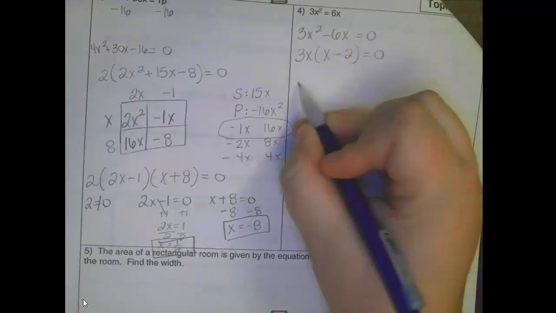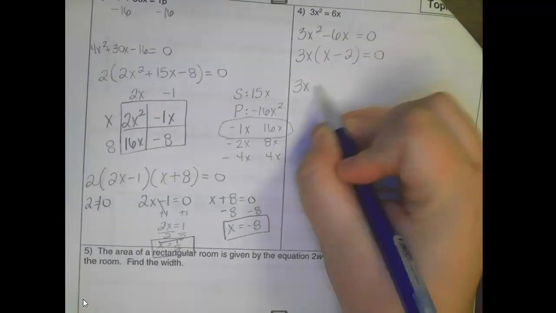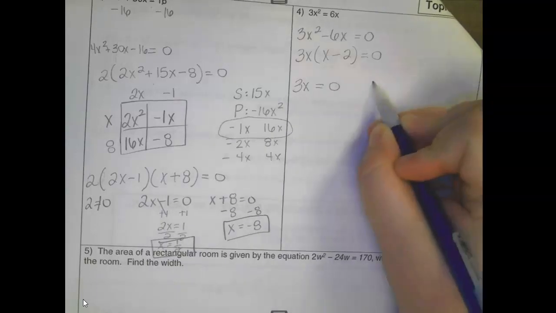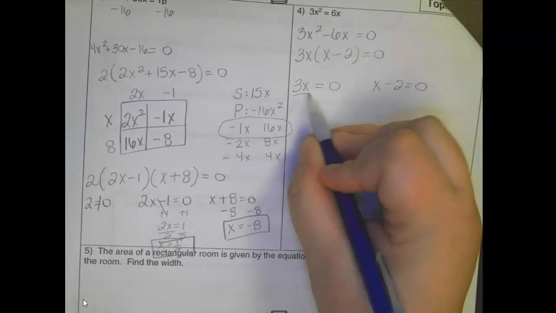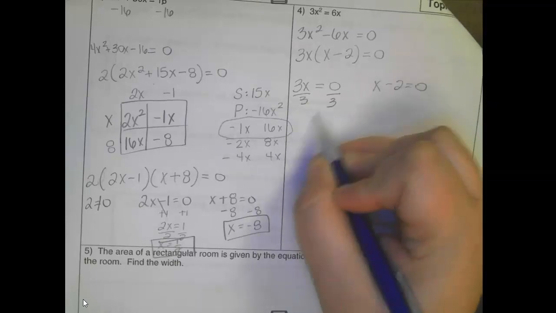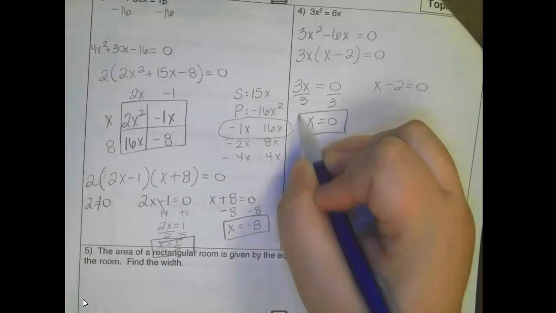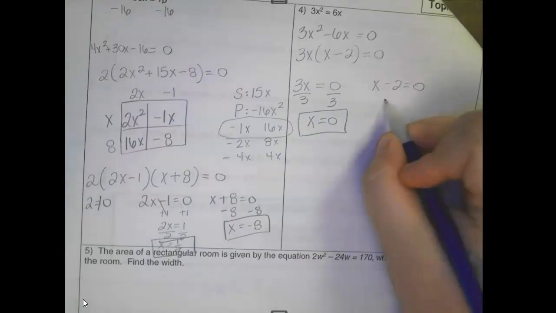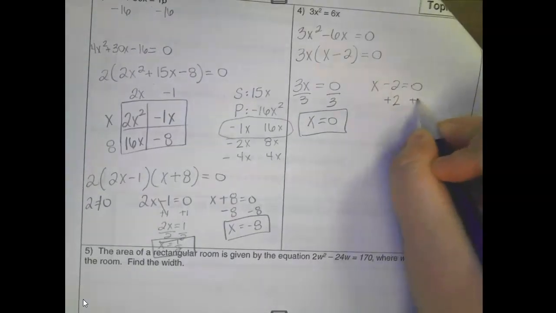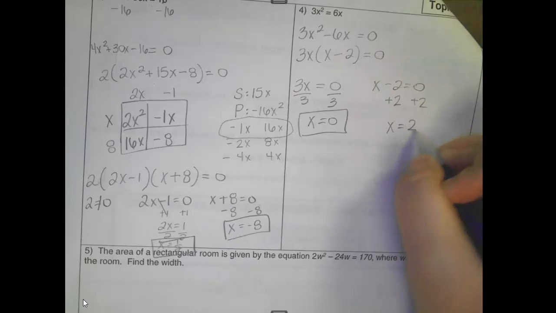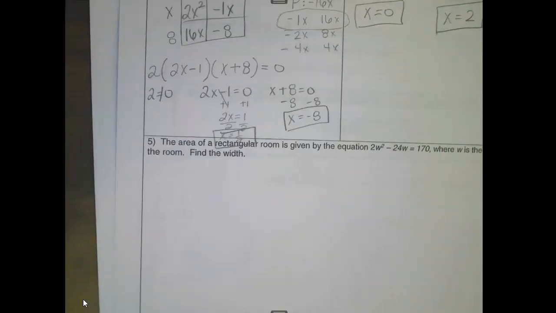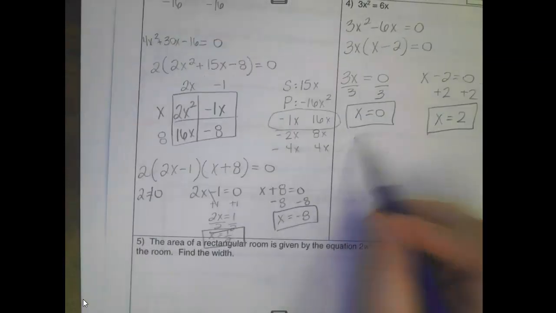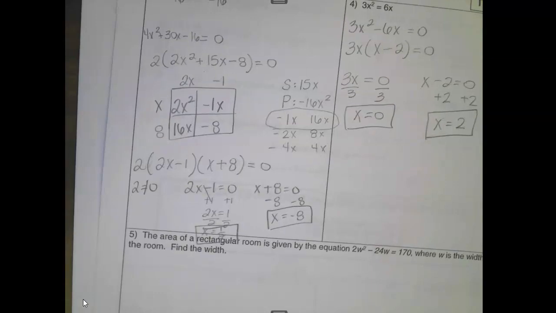So my 2 factors are 3x, which I'm going to set to equal 0, and x minus 2, which I'm going to set to equal 0. Divide by 3, divide by 3, x equals 0. Plus 2, plus 2, x equals 2. So those are my 2 solutions, x equals 0, x equals 2. So let's look at number 5.